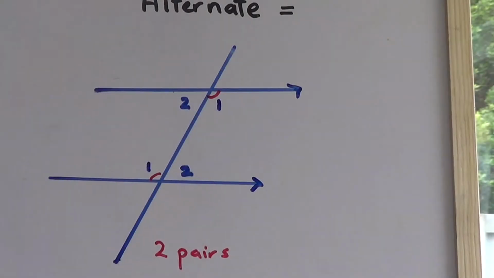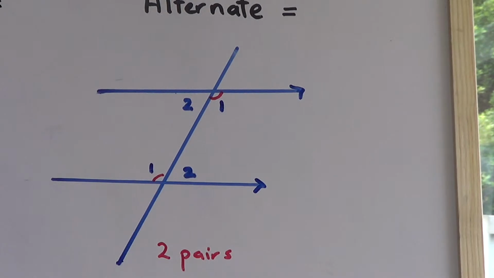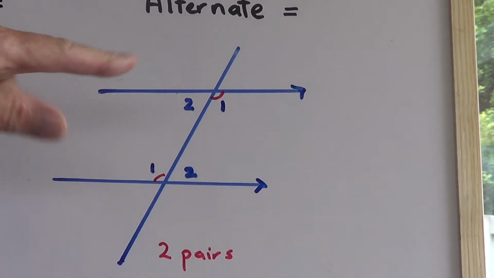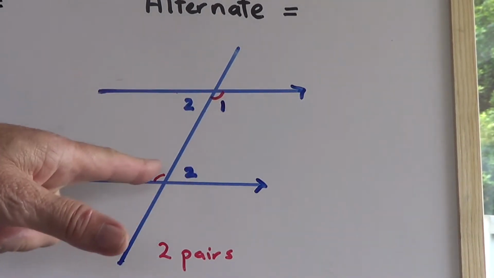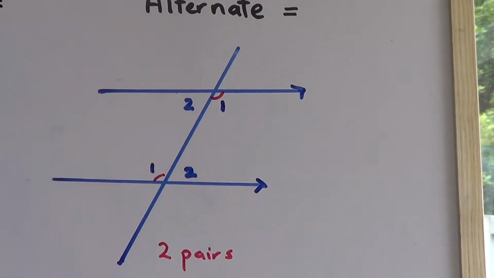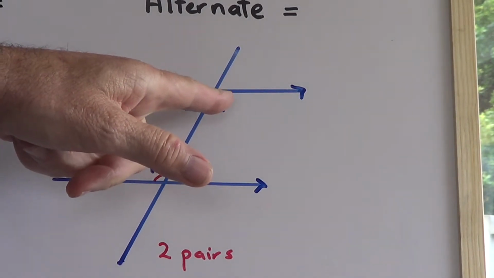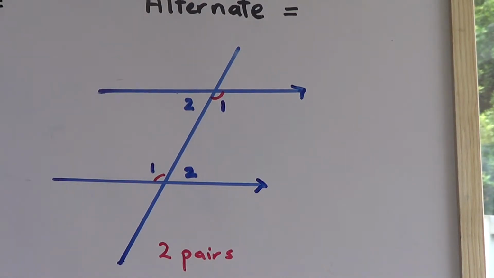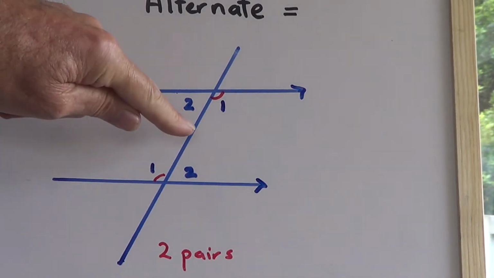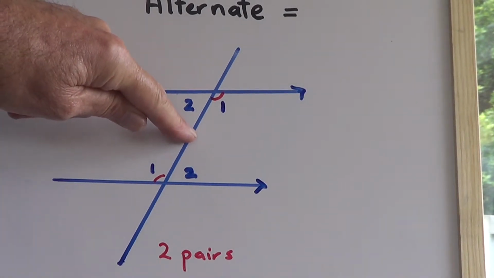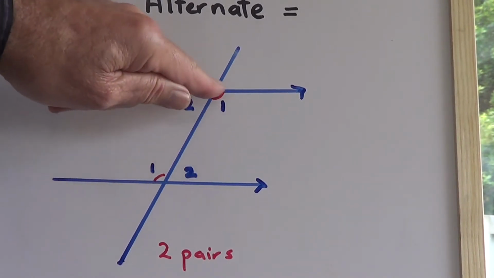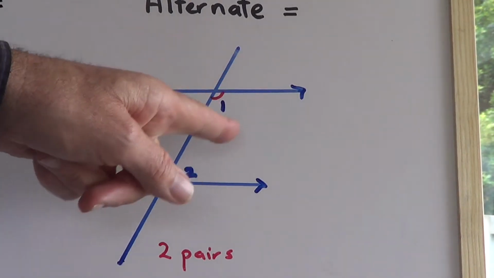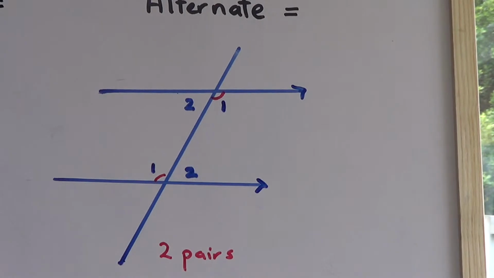Now we're going to have a look at alternate angles. They're just 2 pairs. That and that, that and that. If that was, say, 120, that would be 120, and that would be 60, and that would be 60. Now the way you remember it is a car alternator rotates. If you put a centre of rotation there, that angle would rotate round onto that one, and that one would rotate round onto the other one.